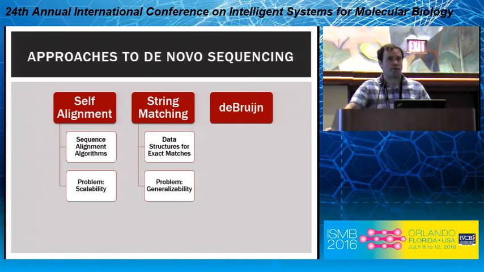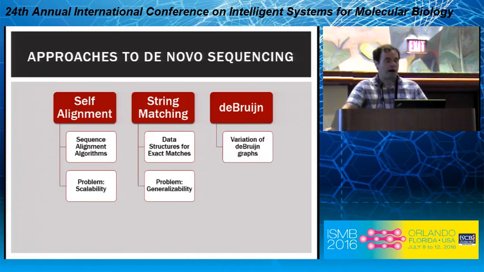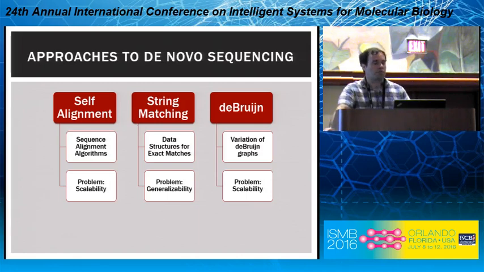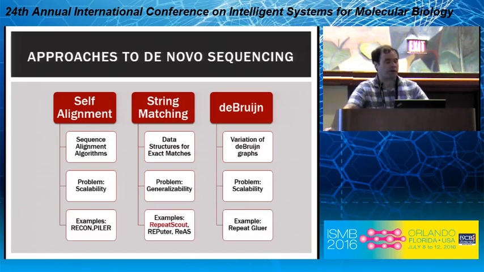If you are at all familiar with sequence assembly, you've seen de Bruijn graphs. This is a variation on de Bruijn graphs that Pavel Pevzner came up with, and once again, it's not really scalable to huge inputs. So there have been a lot of tools in these different categories. Under self-alignment are Recon and PILER and others. The de Bruijn approach has RepeatGluer. And then under the string matching approaches, which is where we fall, are Reputer, REAS, and most significantly, RepeatScout.